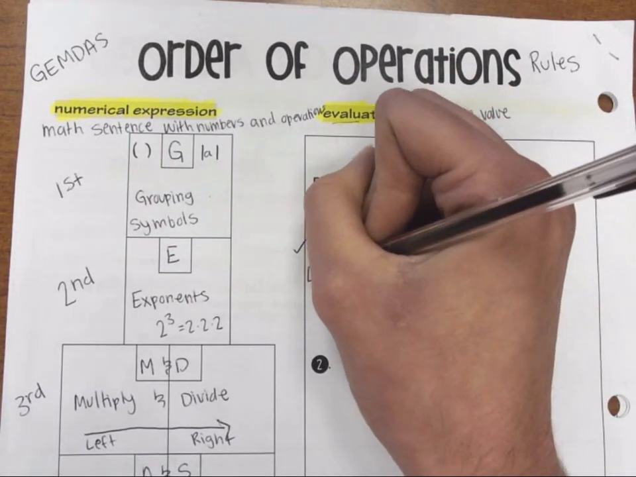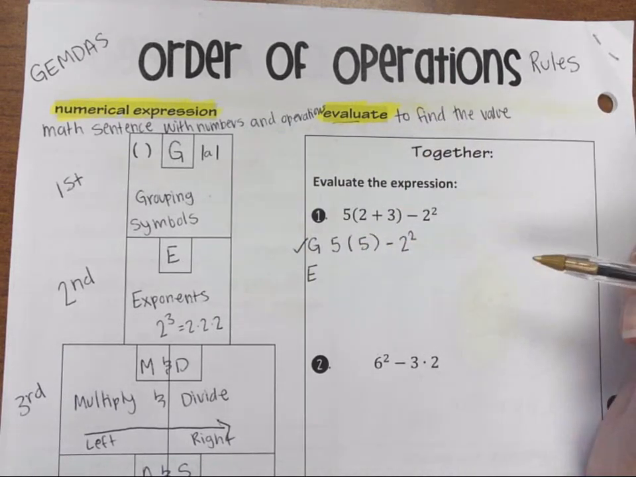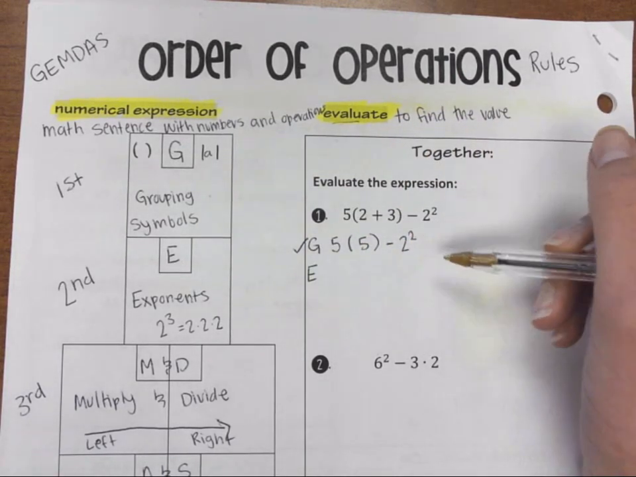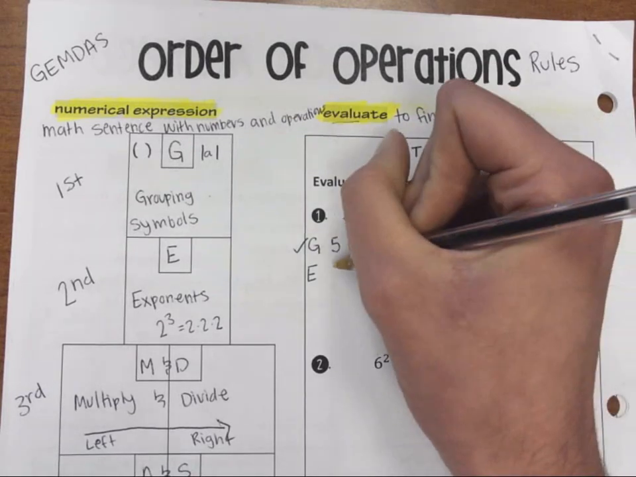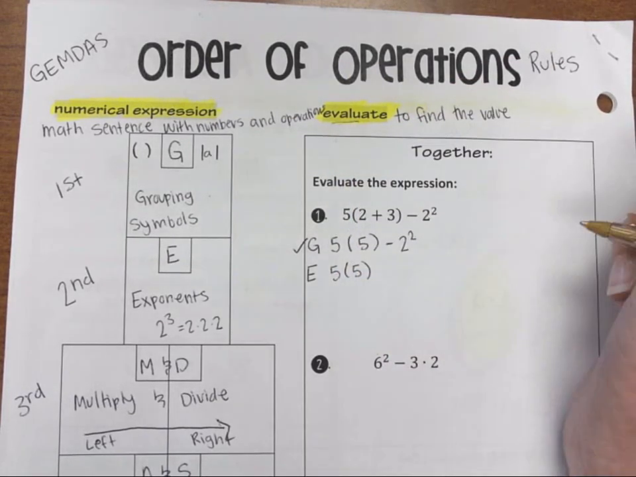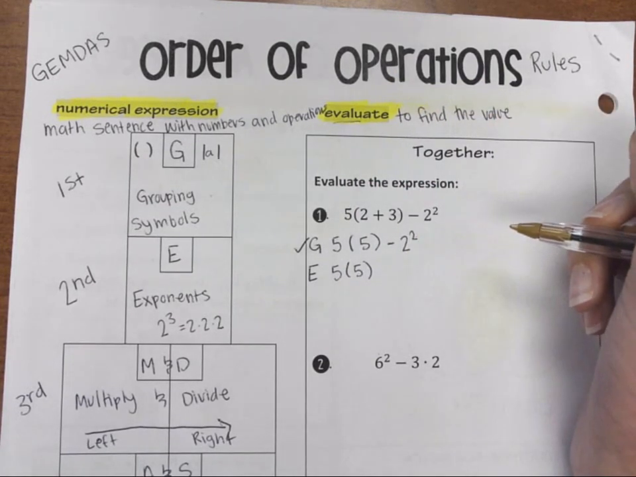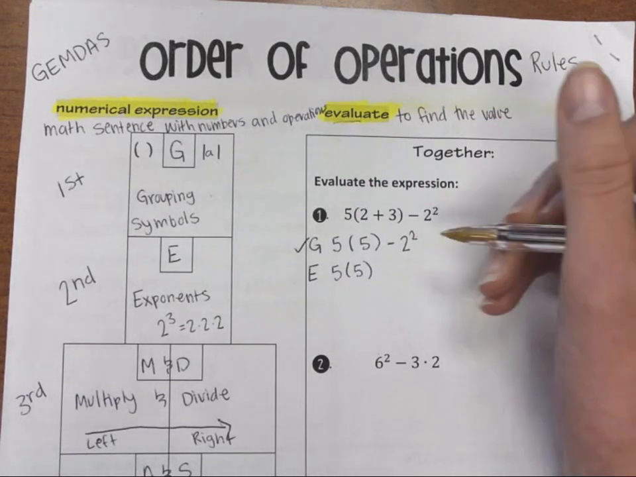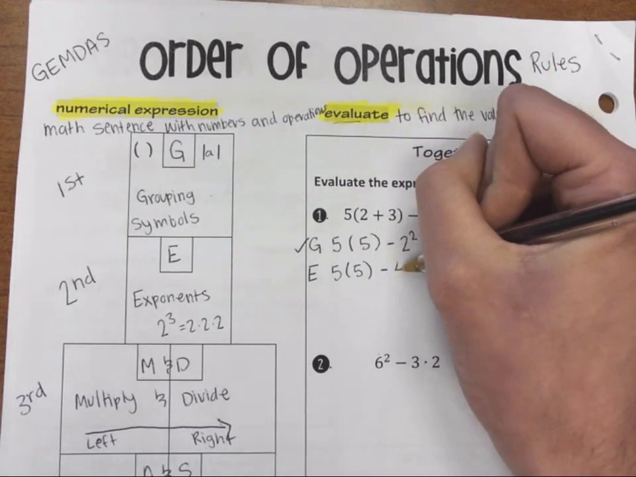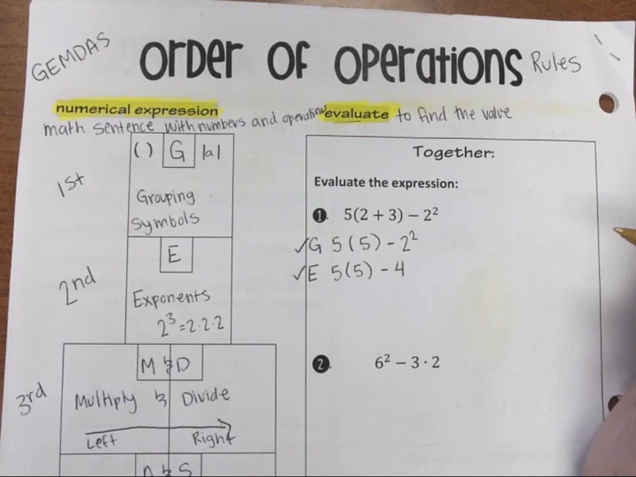My second step is my exponents. So I'm going to look and see if I have any exponents to take care of. I do right here, 2 to the second power. So my 5 and my parentheses are going to stay the same. They're just going to tag along and be right there. 2 to the second power is going to be 2 times 2, which is 4. So I'm going to write a minus 4 right here. Another check, I've taken care of my exponents.